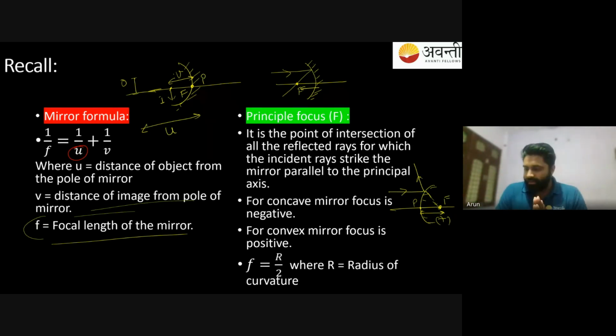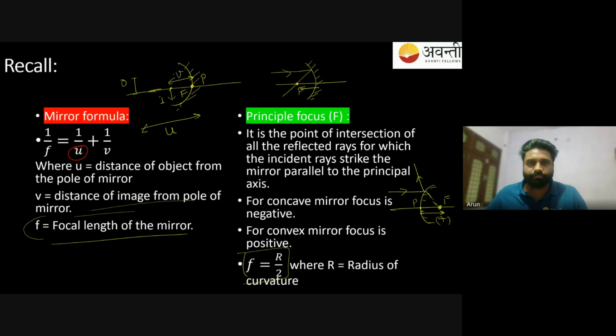Okay, I hope you got this, whatever I have taught you. So here we have a new formula also. The focus is also half of the radius of curvature. I have discussed what the radius of curvature is. If this mirror is a part of a sphere, the radius of that sphere is the radius of curvature. That is it. Okay. And this formula is valid only for small mirrors. ठीक है, mirror को छोटा होना चाहिए.